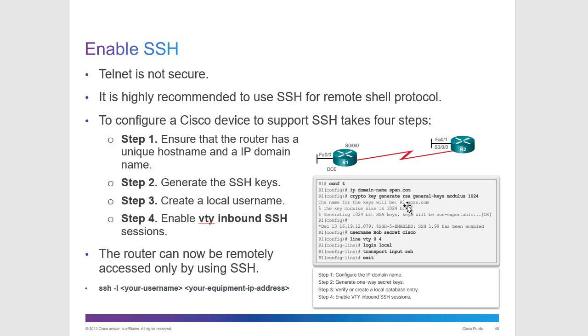You also have this crypto key generate RSA general-keys modulus 1024. So that key that you generate, and the number that you see there, can be anywhere between 360 and 2048 bits. A common one to choose is 1024, like they've chosen here.